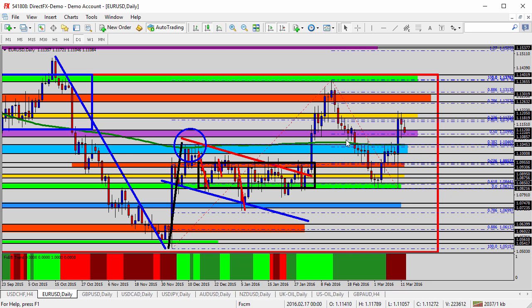We do see the 200 period moving average down here. That's the green line coming in on the chart. 200 period moving average sitting right here at 1.1045. So any dip lower could even see it challenge that blue zone and the 200 period moving average as our next support. So we'll be watching that.